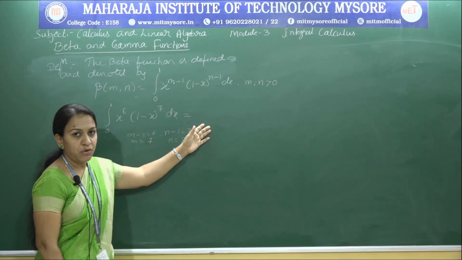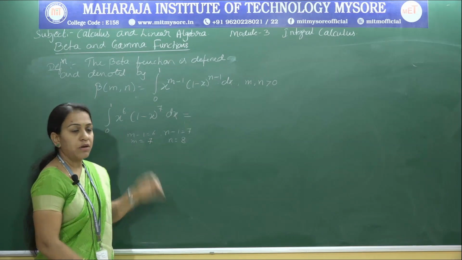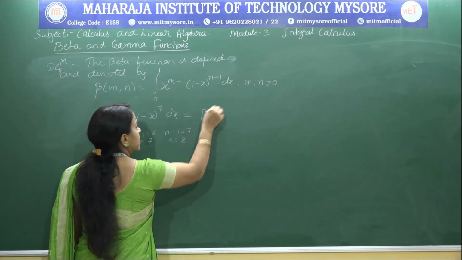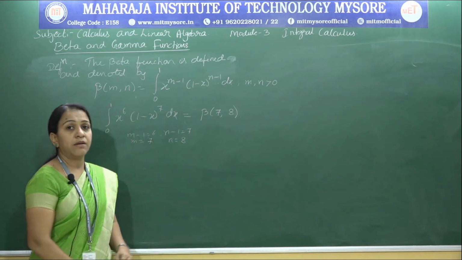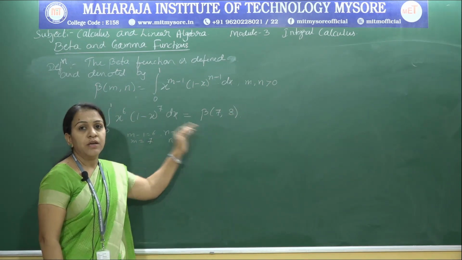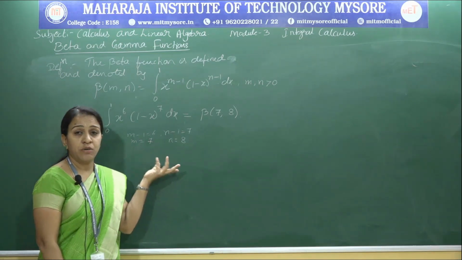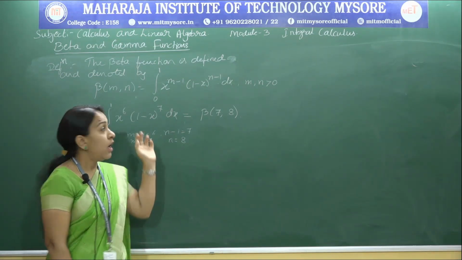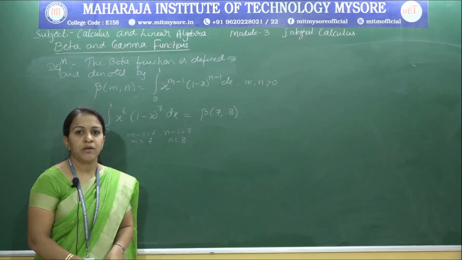So, the number that we have in a given problem, when I represent it in terms of beta, should be one more than the given number, that is beta 7 comma 8. I can directly write it as beta 7 comma 8 instead of evaluating this one by one or by integration by parts, whatever the known methods. I can write directly beta 7 comma 8, right?